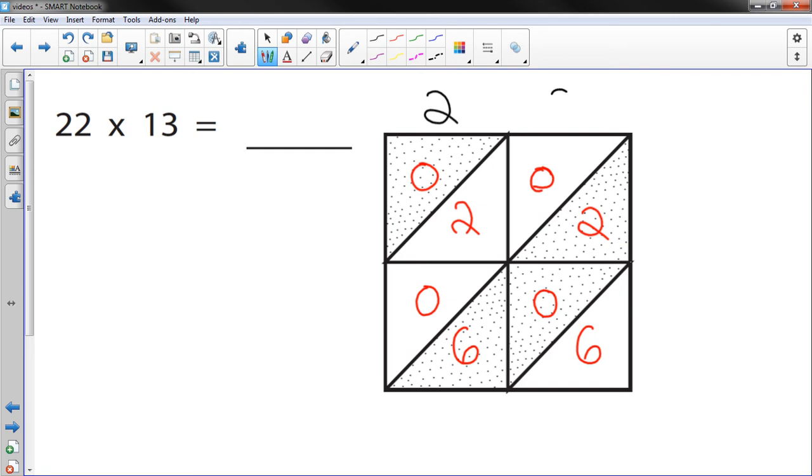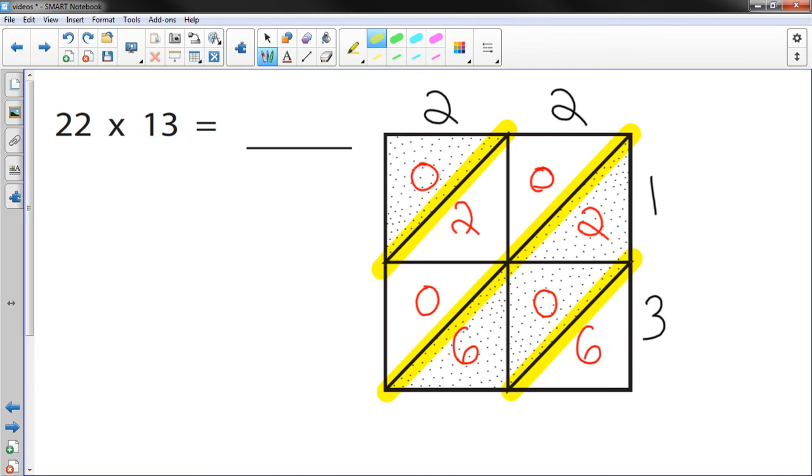I don't know if the highlighting's helpful or more confusing. Okay, now we just got to do the adding part. That's where these diagonal lines come in. That's for the adding part of this.